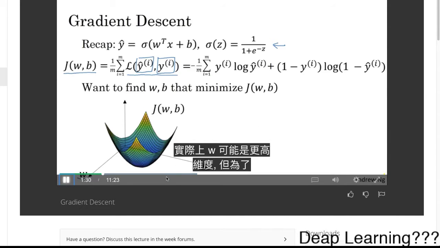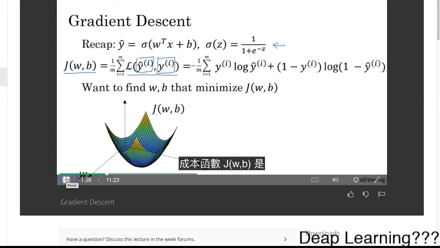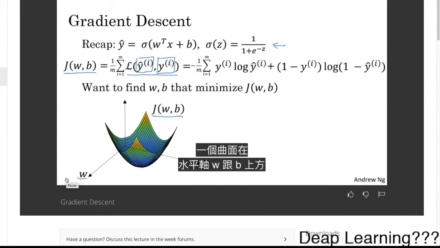W can be much higher dimensional, but for the purposes of plotting, let's illustrate W as a single real number and B as a single real number. The cost function J of W, B is then some surface above these horizontal axes W and B. So the height of this surface represents the value of J of W, B at a certain point. And what we want to do is really to find the value of W and B that corresponds to the minimum of the cost function J.